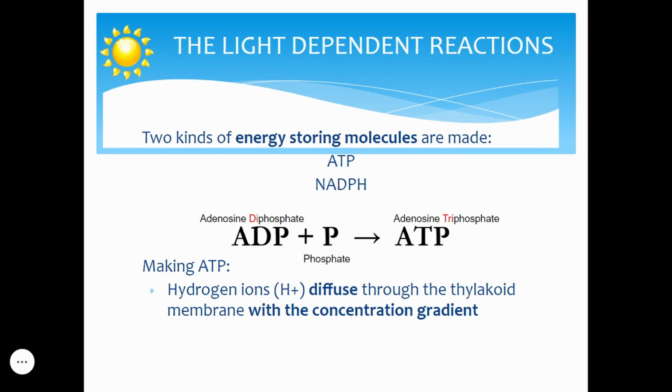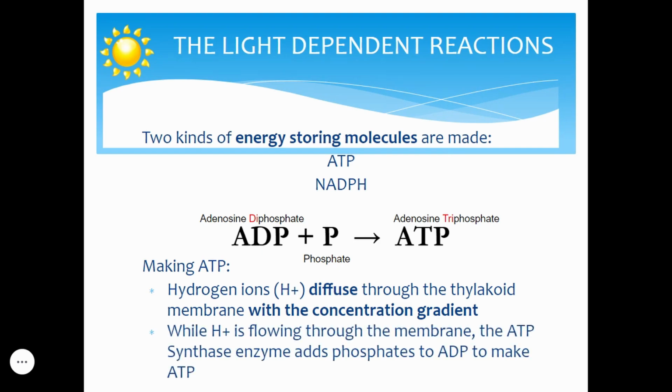So here in words is how we make ATP. Those hydrogen ions are going to diffuse through the thylakoid membrane with the concentration gradient. While that hydrogen is flowing through the membrane, it's also going to flow through something called ATP synthase, which is an enzyme that makes ATP, and that's very important to know. So the hydrogen is also going to flow through ATP synthase, which then goes on to make ATP from ADP.